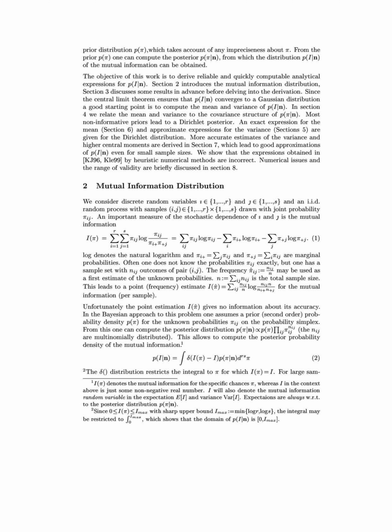I will also denote the mutual information random variable by I, with expectation E[I] and variance var(I). Expectations are always with respect to the posterior distribution p(π|n). Since I is bounded by a sharp upper bound I_max = min(log r, log s), the integral may be restricted to I_max, which shows that the domain of p(I|n) is [0, I_max].